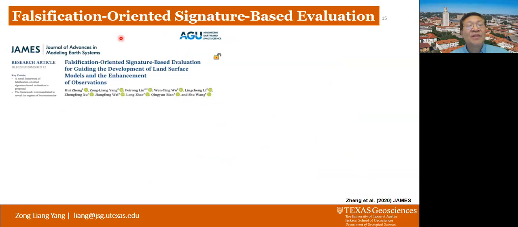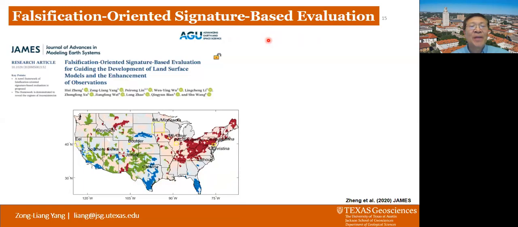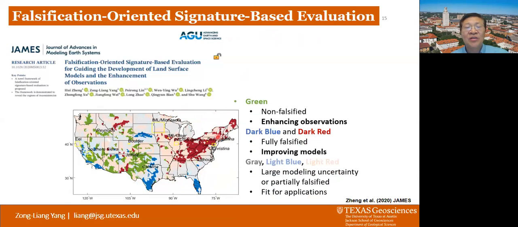So this is a new framework we call falsification-oriented signature-based evaluation. It's a mouthful. We apply the modeling framework to the US, and we consider uncertainties in both observations and the modeling structure. Then we determine where the observations are problematic, such as in the Western US, in the Rocky Mountains, in the mountainous areas. So in those regions, we need to focus on enhancing observations.